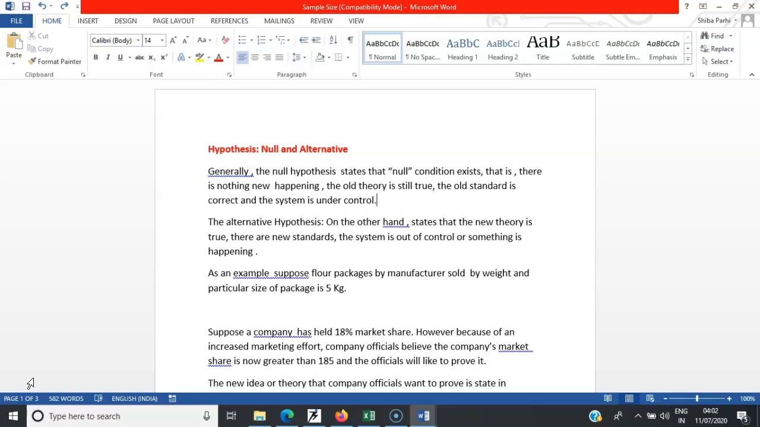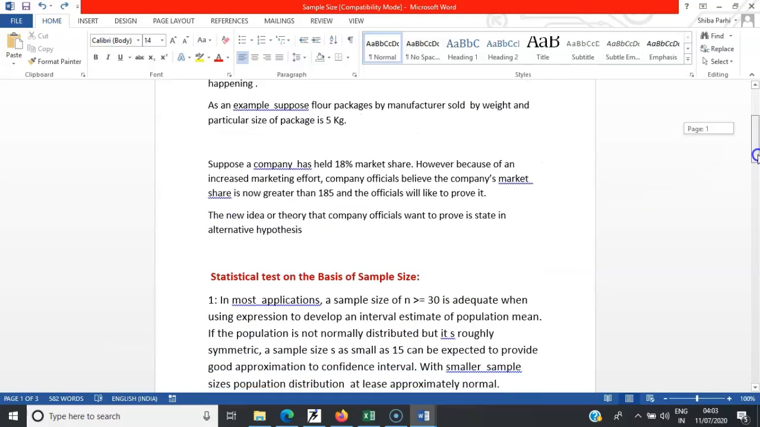As an example, suppose the flour packages sold by the manufacturer are of a particular weight, 5 kilo. So that is the normal thing. If something becomes 6 kilo or 4 kilo, that becomes the event that should be in the alternative hypothesis. So if the old standard is correct and the system is under control, that is known. A new theory, new standard, the system is out of control, something is happening, then that becomes the alternative.